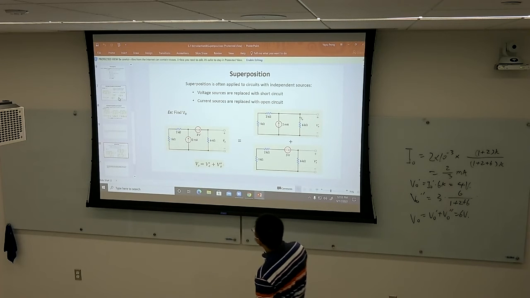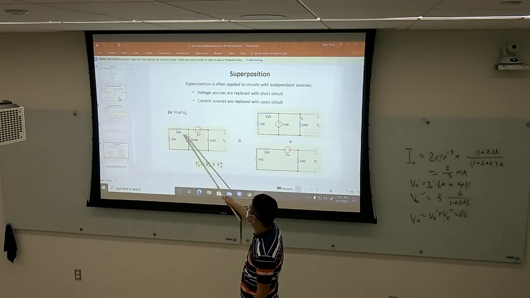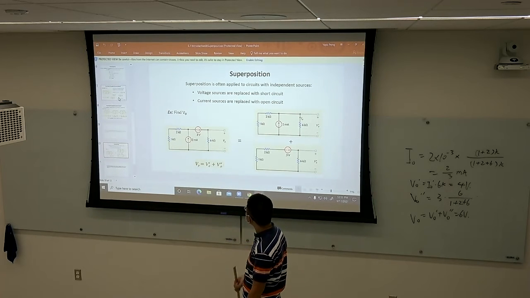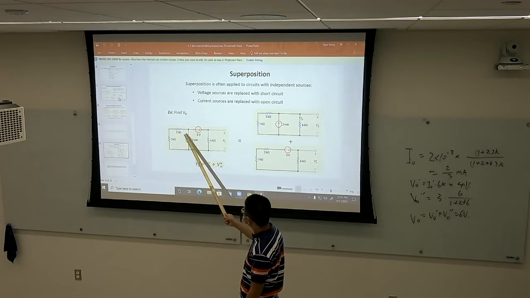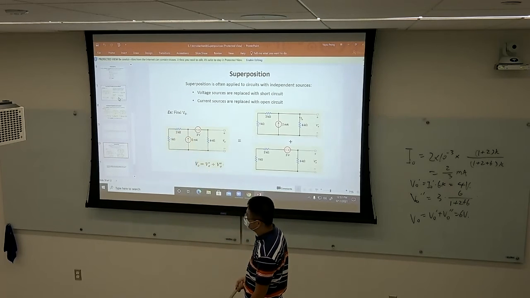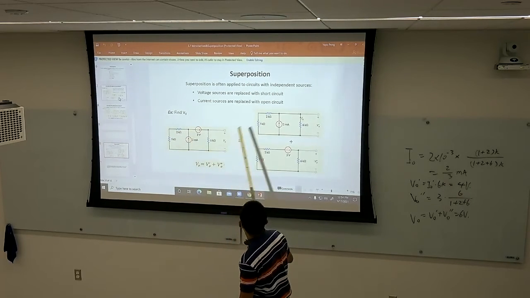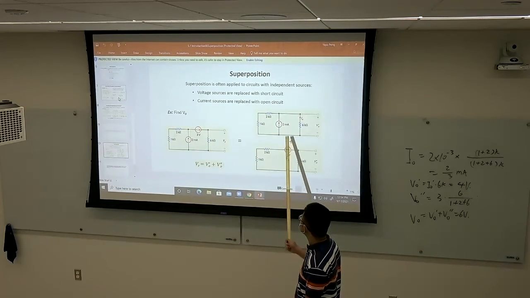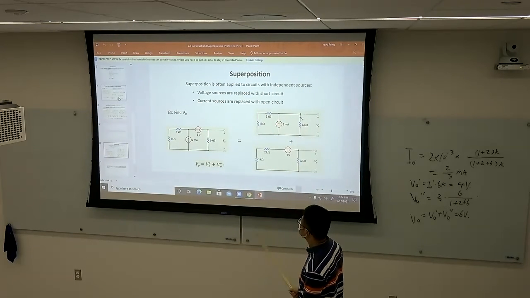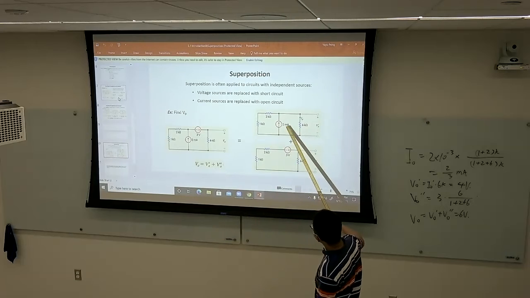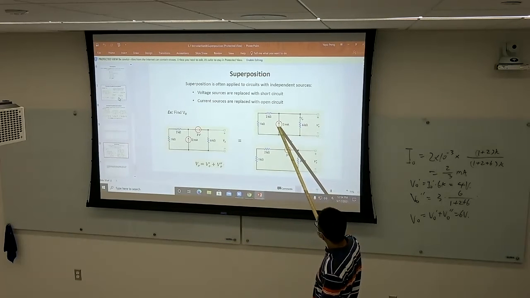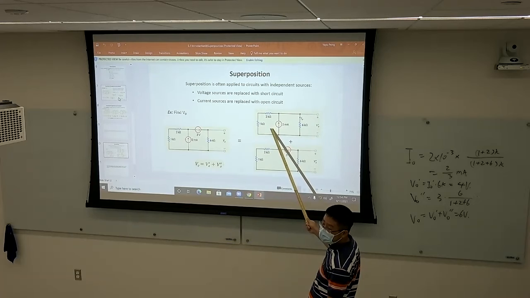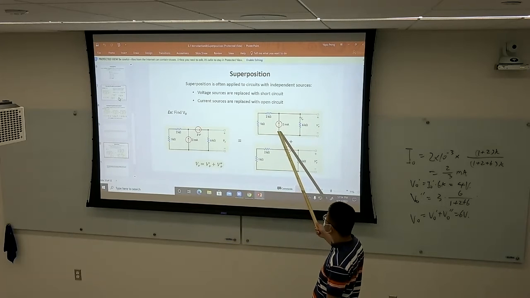Because this circuit is complicated, you need a lot of equations. So we simplify it into smaller, simpler steps and add the results. I think a simpler circuit like this will be easier to understand, so you know how to solve this.